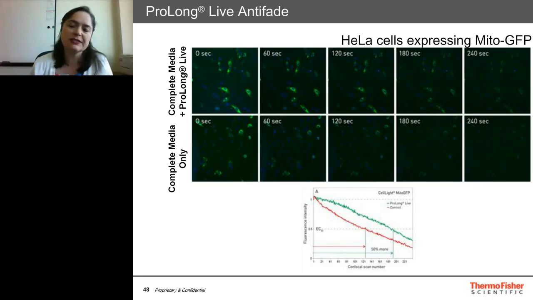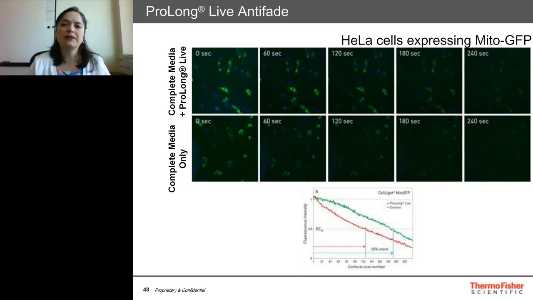But there is something that we offer called ProLong Live, as opposed to ProLong Diamond, which I just mentioned, and it's to help with photobleaching in a live cell experiment. What you can see here is that the HeLa cells are expressing a mitochondria that's been labeled with GFP, and you can see that the ProLong Live in the media will help prevent that GFP from photobleaching compared to complete media shown underneath. It basically increases the amount of time that you can image your GFP expressing live cells by about 50%.